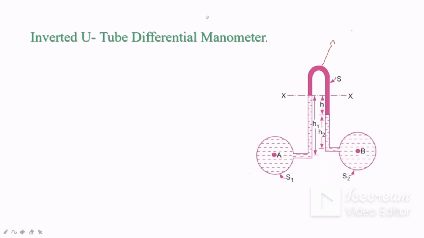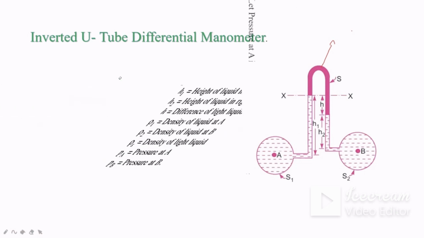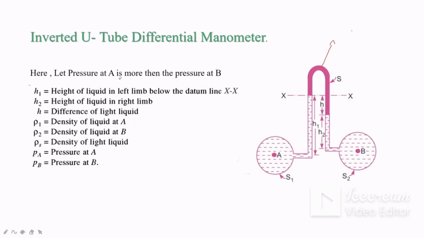So now we have seen inverted U-tube differential manometers. The two ends of the tube are connected to the points whose difference of pressure is to be measured. It is mainly used for low pressure. Wherever we have to calculate a pressure that we think is very low, only in such cases are we using this inverted U-tube differential manometer. So we'll define all the terms and I'll directly give the equation.